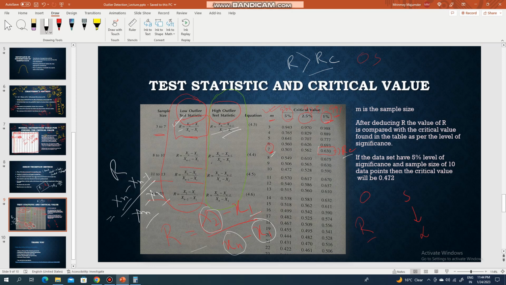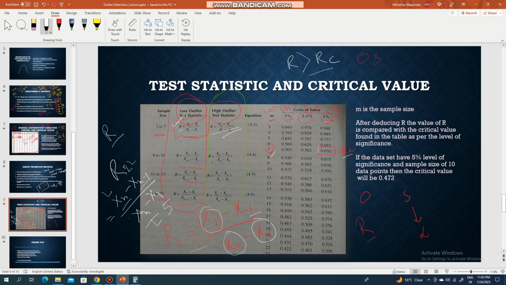Because we have arranged the data points in ascending order of magnitude, the smallest value lies first and the largest value lies last. That's why n indicates the last value. n minus 1 indicates not the last value, but just before the last value. So this will be the largest value, this is the second largest value, and this will be your smallest value. x1 is the smallest value. So when you detect this, your R is determined.